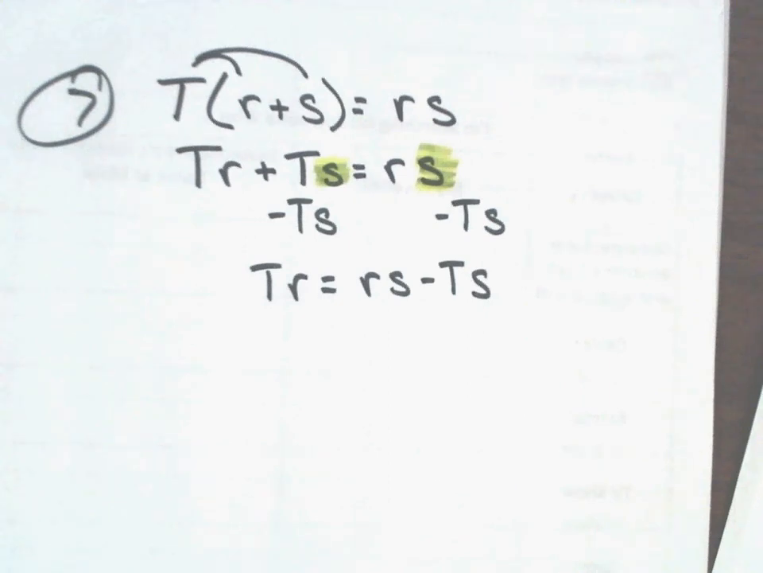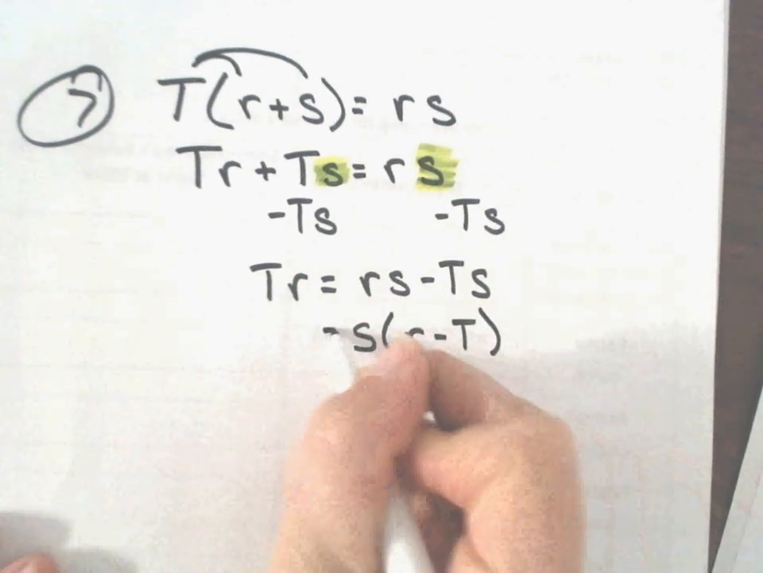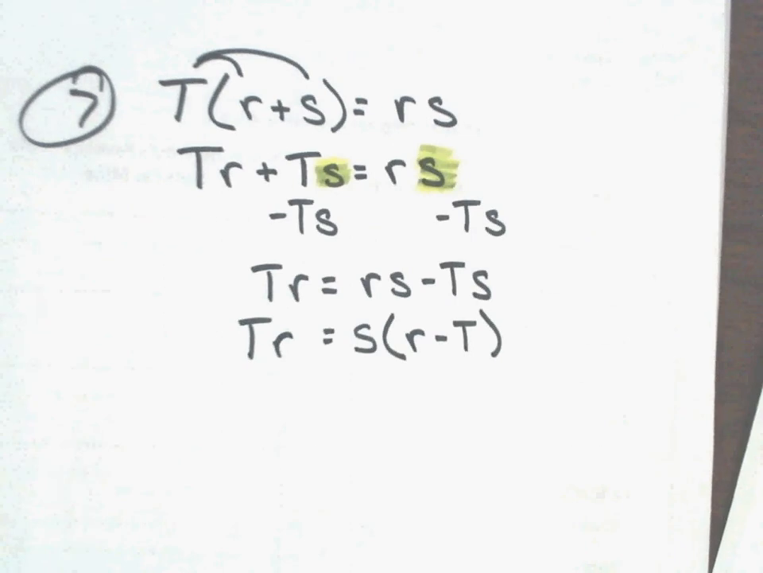Now, this is something that we haven't really talked about yet, and we will be getting into it. So we have two terms here on the right side, correct? We have an RS and we have a TS. What do they both have in them? They both have an S. So we have to do a technique called factoring. Factoring is just undistributing. So in other words, we are going to have an S here, and then in parentheses, we're going to put our R minus T. Do you see how I just undid the parentheses? If I would distribute this S, I would get RS minus TS.